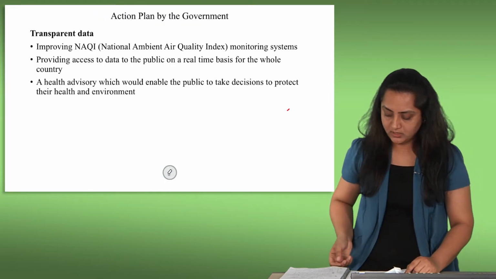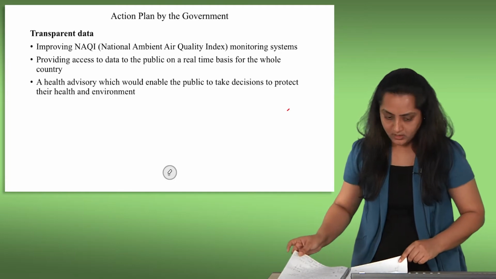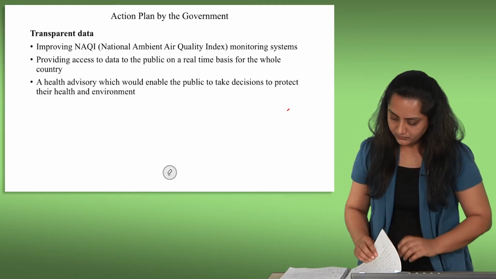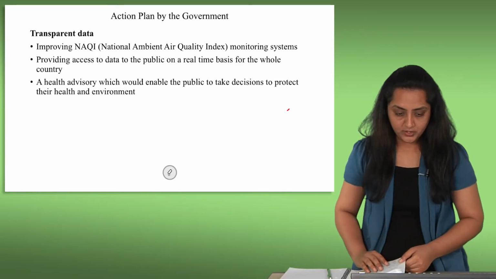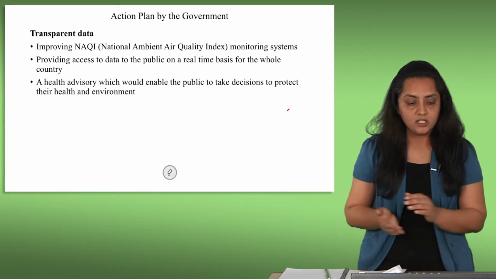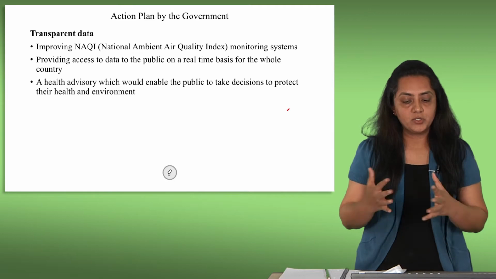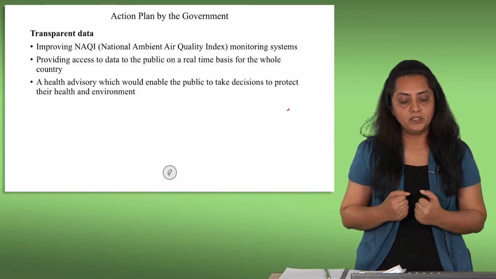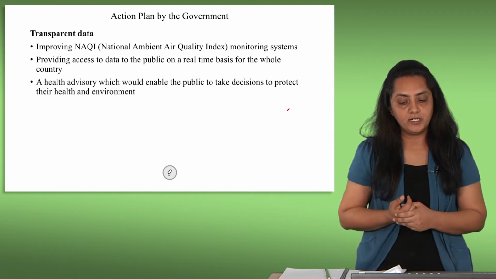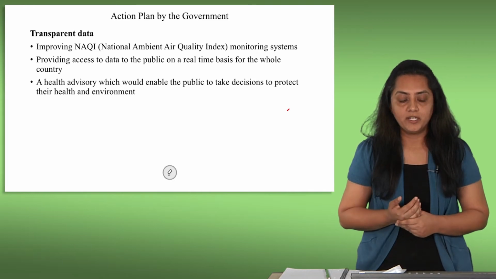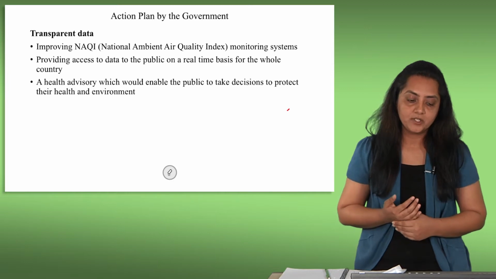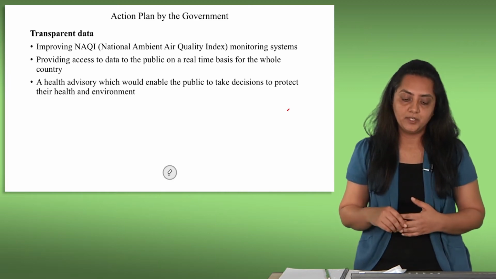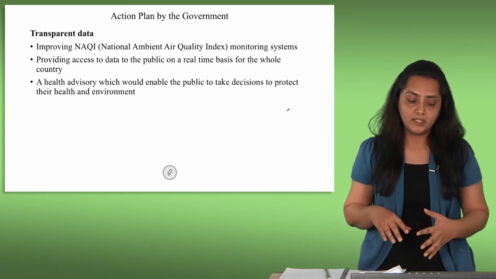Now, what is the government doing? Okay. So, first of all, there should be transparent data, by improving the National Ambient Air Quality Index monitoring systems, providing access to data to the public on a real-time basis for the whole country, and a health advisory which would enable the public to take decisions to protect their health and environment.